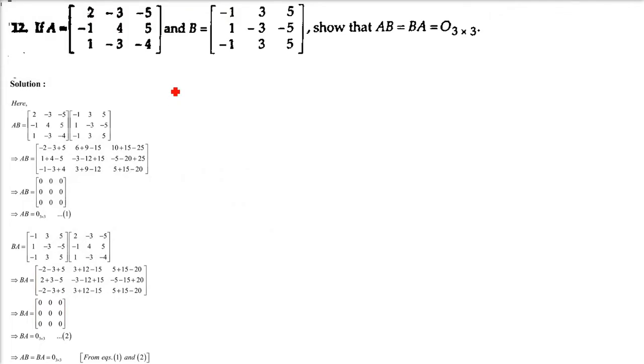A is given, B is given. AB into BA is null matrix 3 by 3. The answer has to be 0, 0, 0, 0, 0, 0, 0, 0, 0. This has to be the final answer.